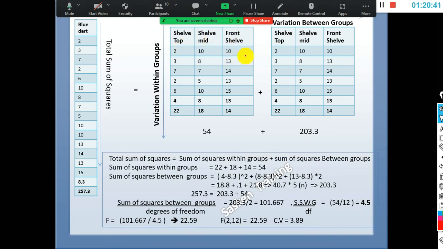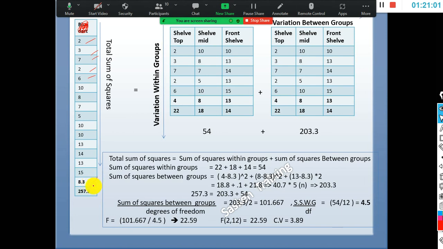Top shell, mid shell, the same values. Here also the copy paste is the same thing. And here what I do is forget about the blue dot. Okay, this is something nonsense. So I put all the values 2, 3, 7, 2, 6, all the store values here. Okay, 2, 3, 7, 2, 6, and it's a population. If you add all the values, you'll get the population, right?